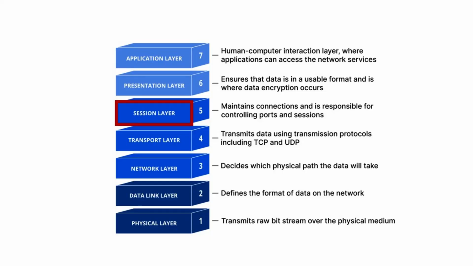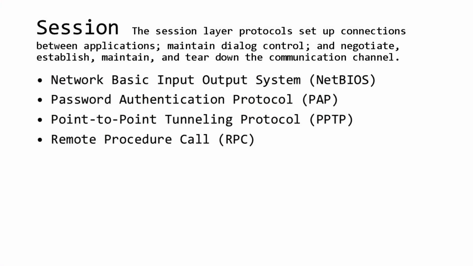Moving down from the presentation layer is the session layer. The session layer protocols set up connections between applications, maintain dialog control, and negotiate, establish, maintain, and tear down communication channels. Some examples of protocols that work at the session layer are Network Basic Input/Output System, or NetBIOS, Password Authentication Protocol, or PAP, and Point-to-Point Tunneling Protocol, which is PPTP.